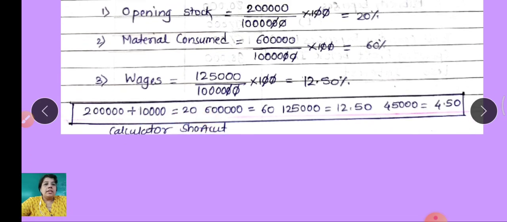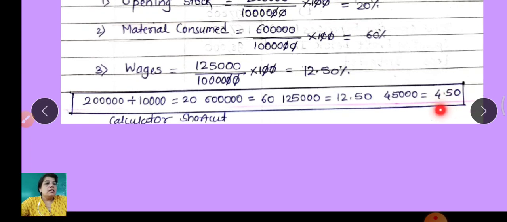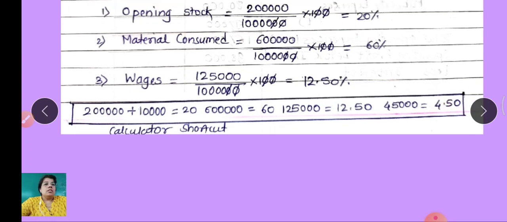Now don't click any button on your calculator. Directly type 6 lakh. Again just click the equal to button and you will get the percentage, 60%. Now the next item is 1,25,000. Wages are 1,25,000. Just type 1,25,000 and press equal to, and you will get its percentage. Next item is 45,000. So 45,000 equals 4.50, and you can type all these amounts from start to end, and you will get the percentage for each item.